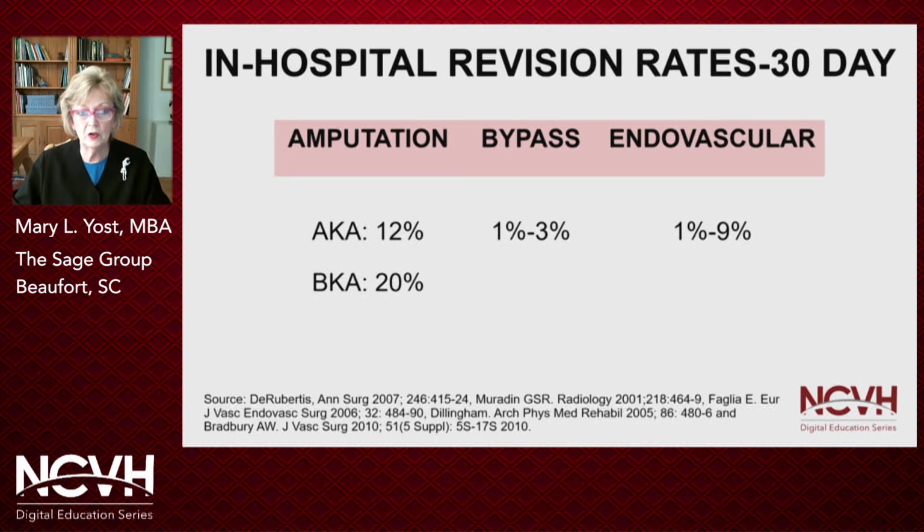In-hospital revision rates at 30 days. These also vary. Amputation, above-the-knee amputation, 12% revisions. Below-the-knee amputations, 20% revisions. Bypass, 1 to 3%, and endovascular, 1 to 9% revision rate within 30 days.